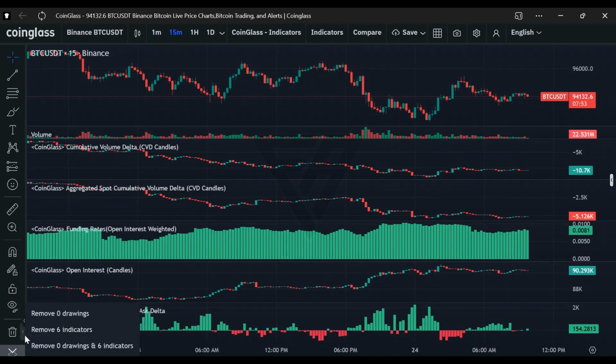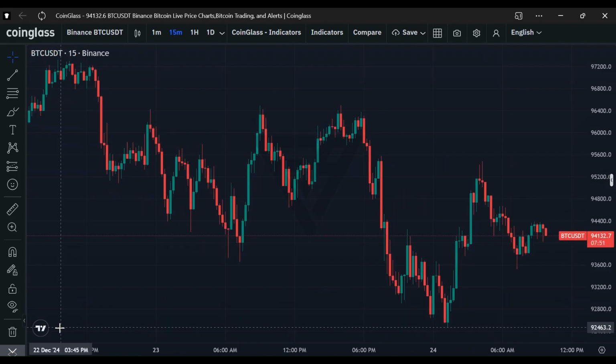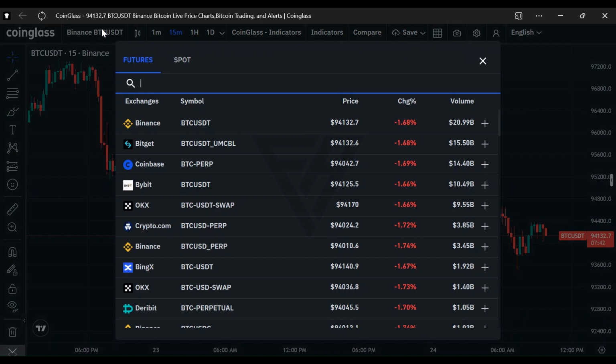So first of all, I'm going to remove all these indicators so that we can understand them one by one. At the top here you can select different coin tickers. There are many exchanges available here. You can select from both futures pairs as well as spot pairs.